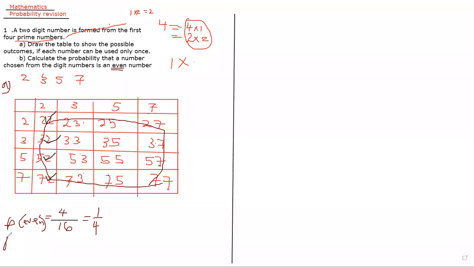If it would be an odd number, you'll say P odd. Odd numbers are those numbers that when you divide them by 2, the remainder is always 1. So from this diagram, you can pick the remaining: 23, 25, 27, coming to 77. That is supposed to be 12 over 16, which is 3/4.